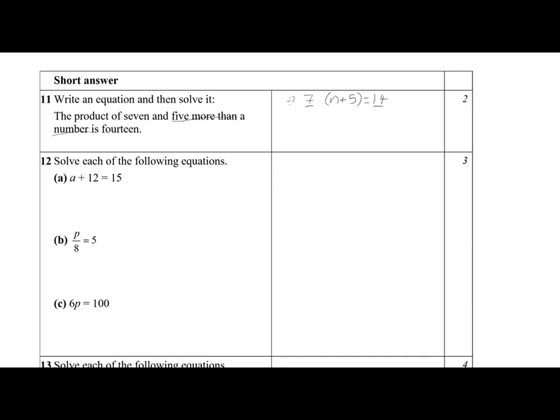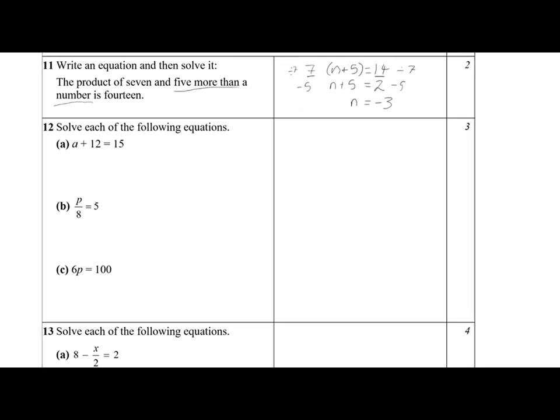To save space, I'm just going to write it on the edges here rather than underneath. Dividing by 7 cancels out the multiplying by 7. We've just got n + 5. 14 divided by 7 is 2. This is a number plus 5, so if we just want the number on its own, we have to subtract 5, because that cancels out the plus 5. That'll just leave us with n, and 2 take away 5 is minus 3. Okay, so that's the first one.